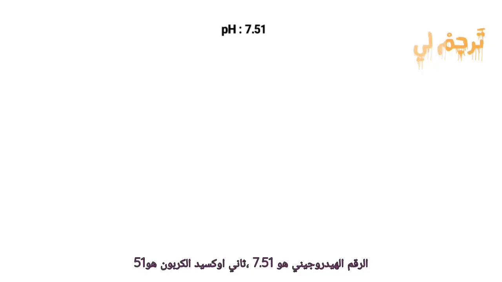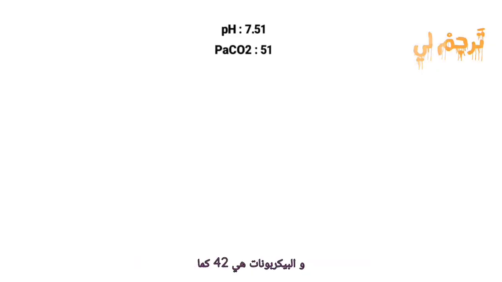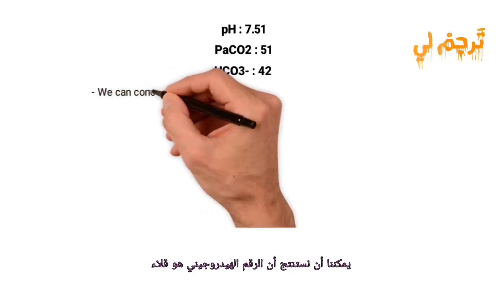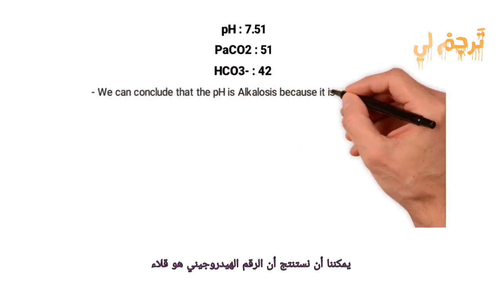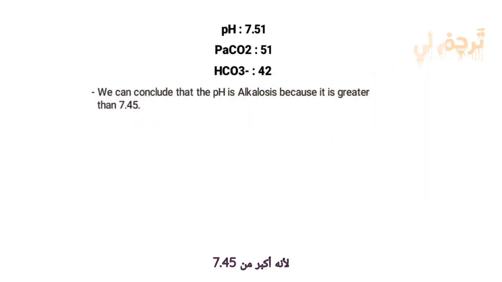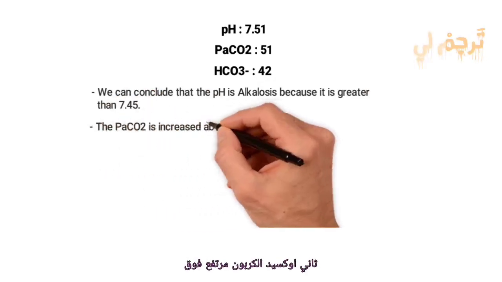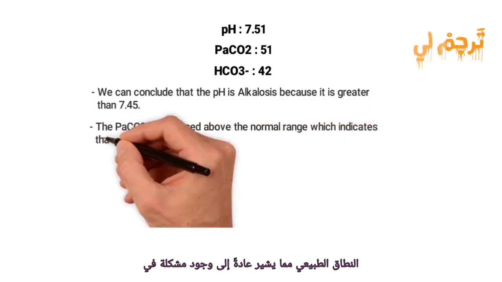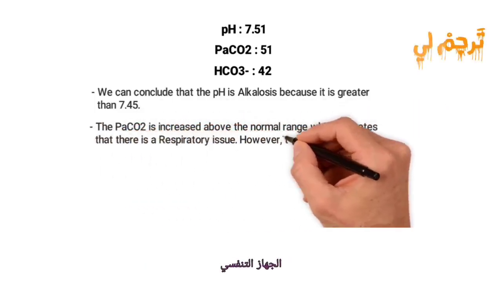The pH is 7.51. The PaCO2 is 51, and the bicarb is 42. As we have already learned using the previous steps, we can conclude that the pH is alkalosis because it is greater than 7.45. Now we need to identify if it is a respiratory or metabolic problem. The PaCO2 is elevated above the normal range, which would typically indicate that there is a respiratory issue.